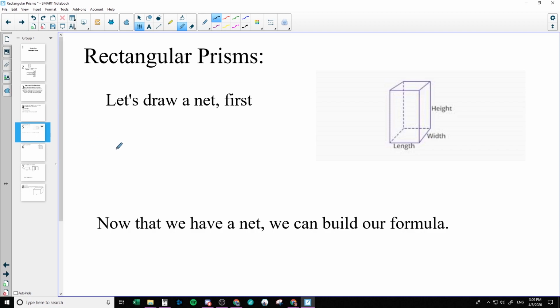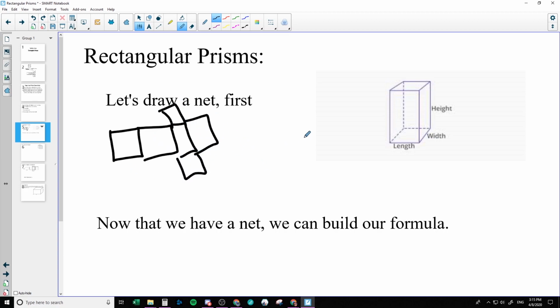So let's get into some work with these rectangular prisms. Okay, so let's draw our net first, okay? So I'm just gonna quickly draw one. It's not gonna look great, it's okay. I don't have to stress about how it looks. I'm just sketching it so that I can visualize the net of a rectangular prism.